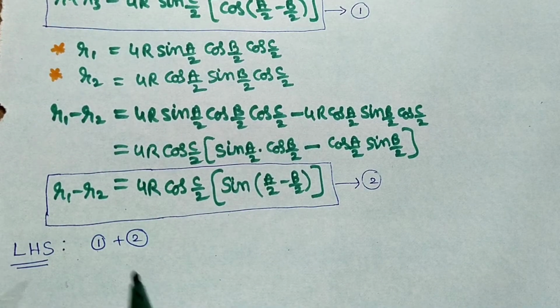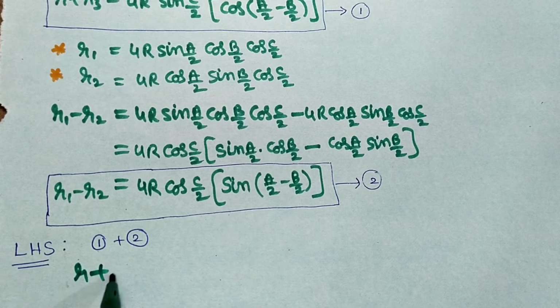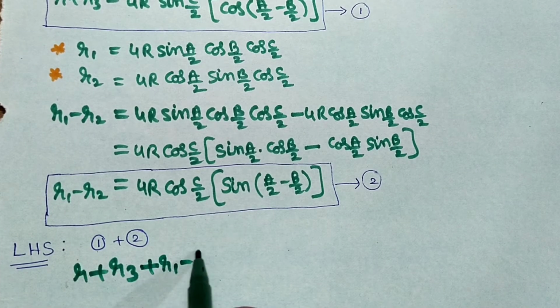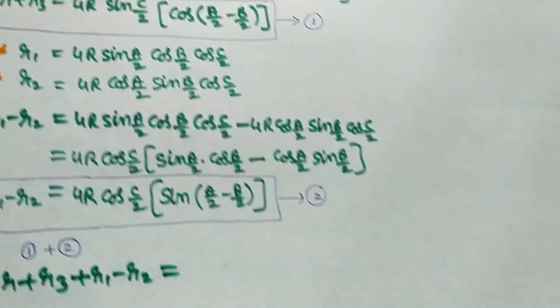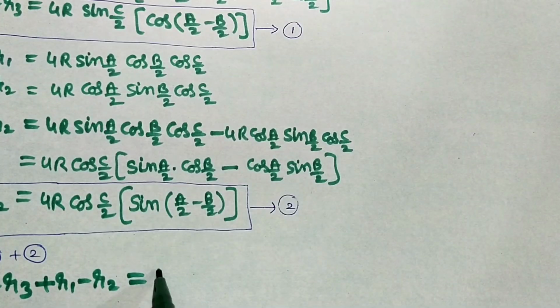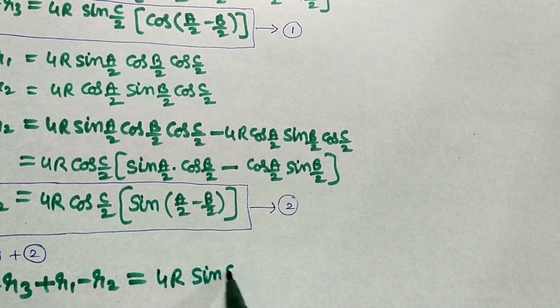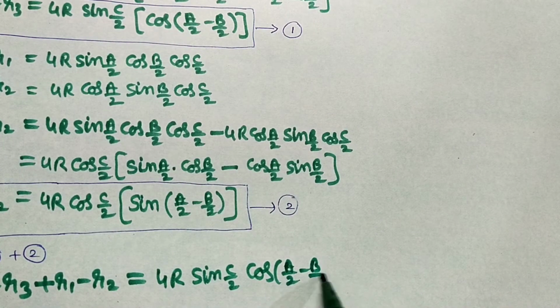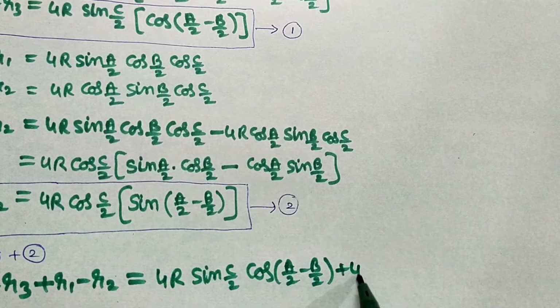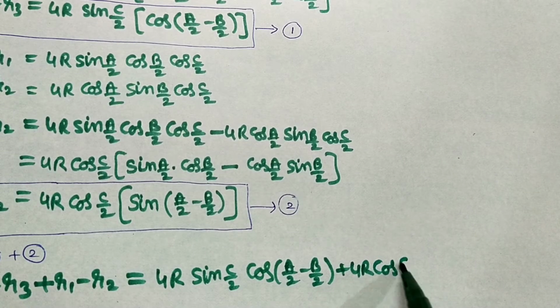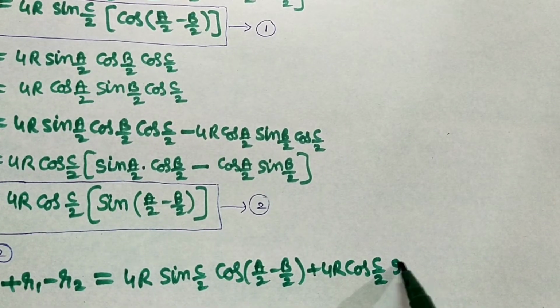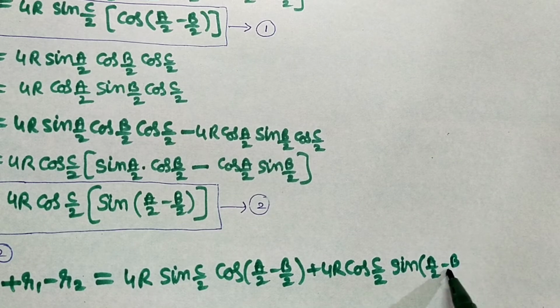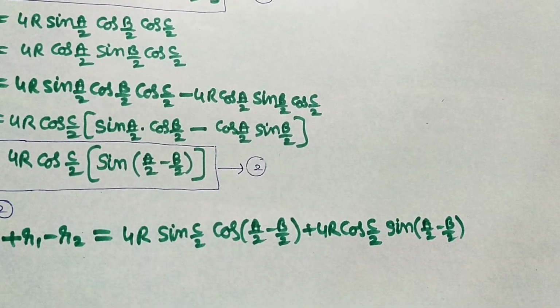So now r plus r3 plus r1 minus r2 equals, what is r plus r3? 4R into sin C by 2 into cos of (A by 2 minus B by 2). This is the value of r plus r3. Next, the r1 minus r2 value: plus 4R cos C by 2 into sin of (A by 2 minus B by 2). Observe carefully. Take common 4R from these two.